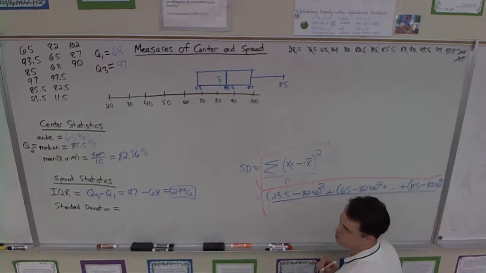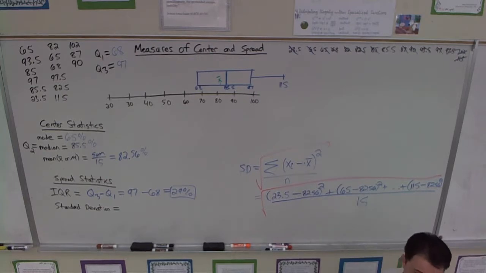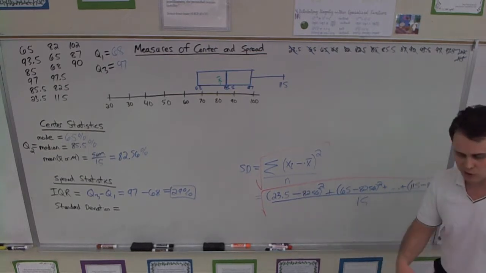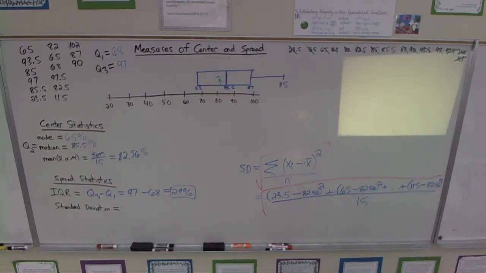So this formula looks ugly, but it's really built of very simple pieces. It's just a pain in the neck to do if you have quite a few pieces of data. And 15 is not that many, but even 15 is kind of a pain in the neck. So how can you get your calculator to do this? Well, we just had it a moment ago. Let's go back to our calculator.